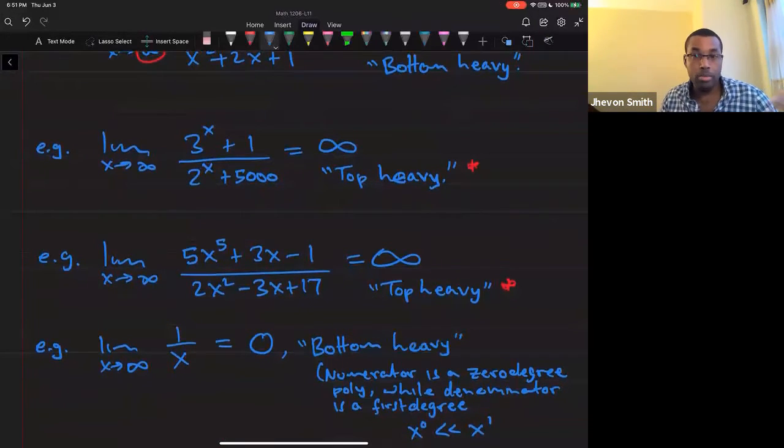The polynomial on the bottom is much bigger than the one on the top. It's going to go off to 0. You have a fraction where the top might as well be 0 compared to the bottom as you're going off to infinity.